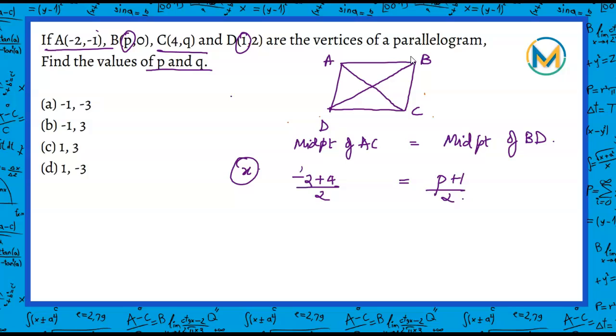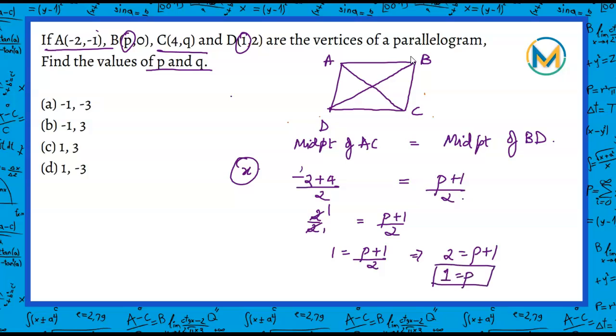So this will become 2 upon 2, and this will be p plus 1 upon 2. This becomes 1. So 1 is equal to p plus 1 upon 2. So I get 2 is equal to p plus 1. So p becomes 1.